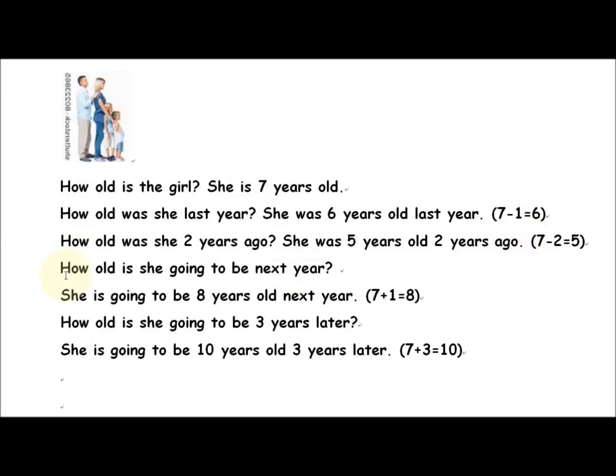How old is she going to be next year? She is going to be 8 years old next year. 7 plus 1 equals 8. How old is she going to be 3 years later? She is going to be 10 years old 3 years later. 7 plus 3 equals 10.